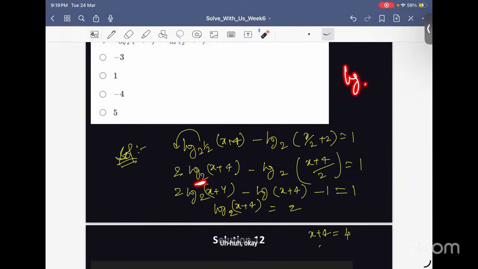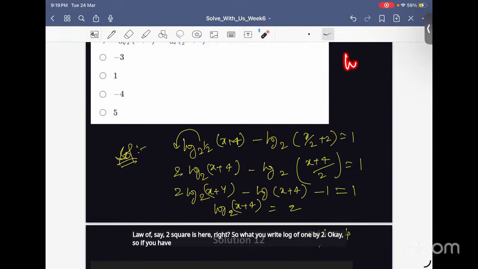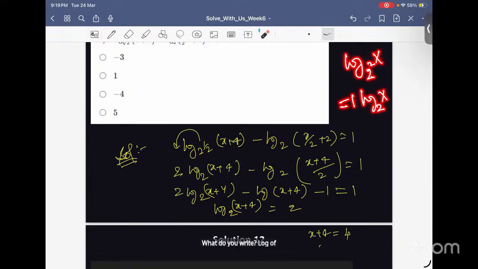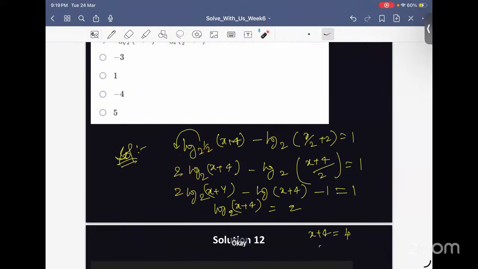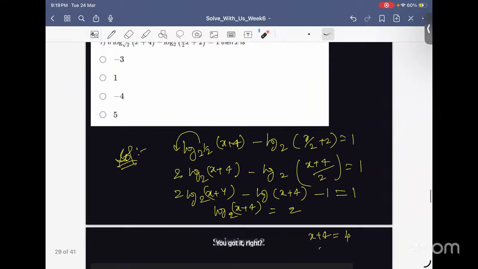Okay. Log of, say, 2 square is here, right? So what do you write? Log of 1 by 2. Okay, so if we have something like log of x base 2 square, what do you write? Log of x base 2, 1 upon 2, correct? Yes, sir. So here it is 1 by 2. So 1 upon 1 by 2 is 2, right? You got it, right? Yes. So here this is fine. No problem here.